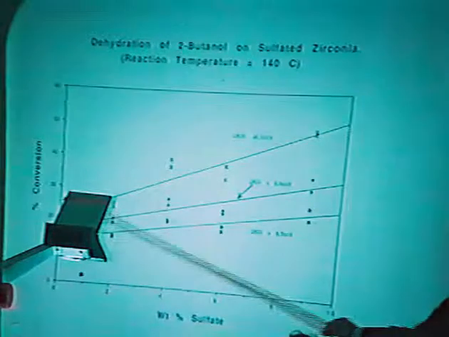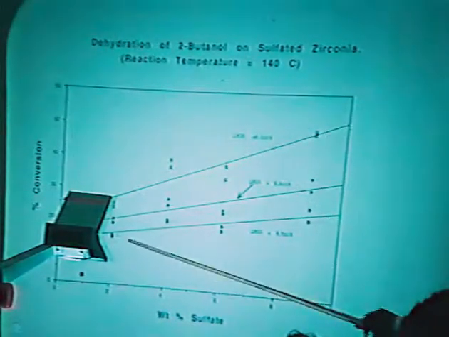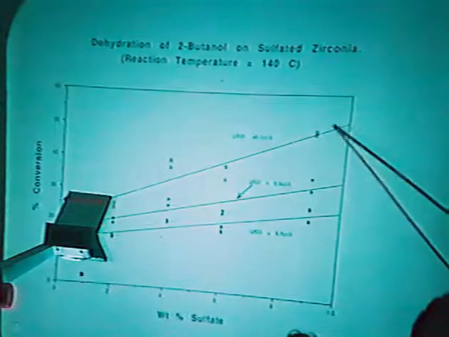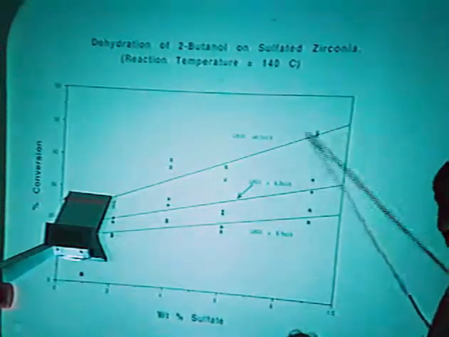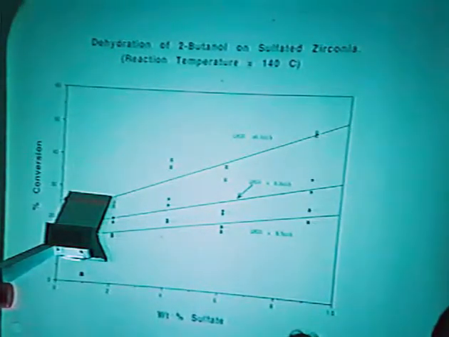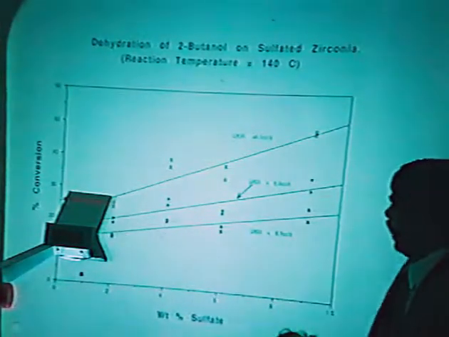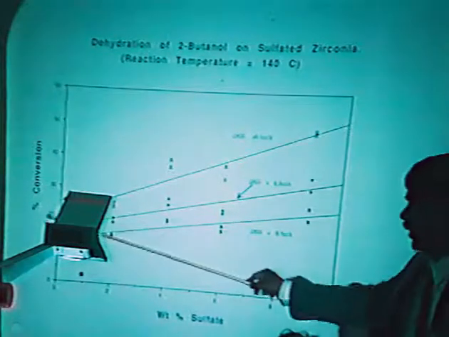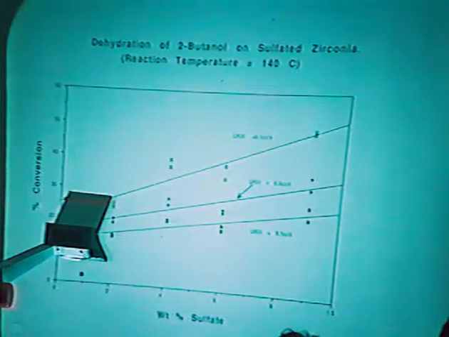This is the conversion of 2-butanol as a function of weight percent of sulfate. Here you can see that as the weight percent of sulfate increases, the conversion also increases at different space velocities of 2-butanol. But if you extrapolate to 0% sulfur, all the lines intersect on the y-axis at a definite value of conversion. Since we are decorating the zirconia gel by adsorbing sulfate, that means you are adsorbing sulfuric acid, which is an acid catalyst for different dehydration reactions of butanol. So what we think is that this is the activity of the sulfate or sulfuric acid salt on the zirconia, the true contribution of the sulfate.